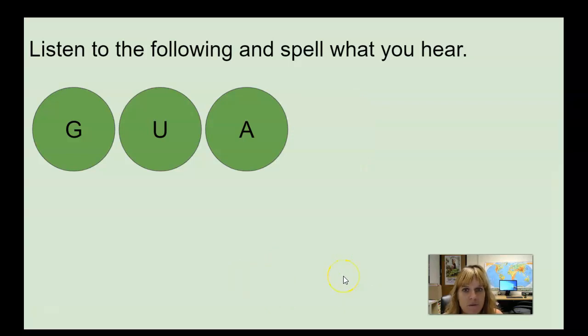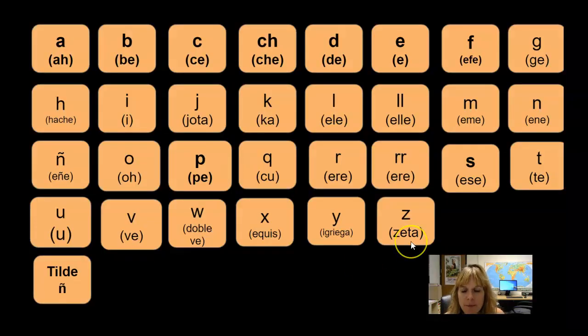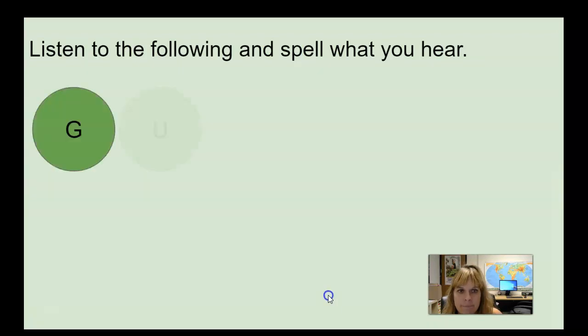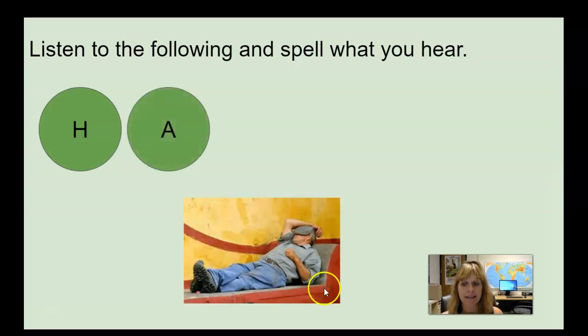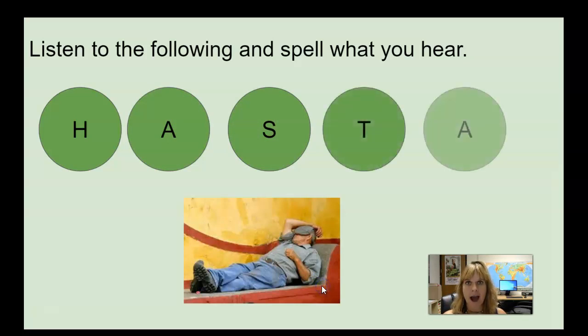Okay, I'm going to spell another word for you, and I'll go back up and let you see the alphabet. H, A, S, T, A. Hasta. Hasta es una palabra española que significa until.